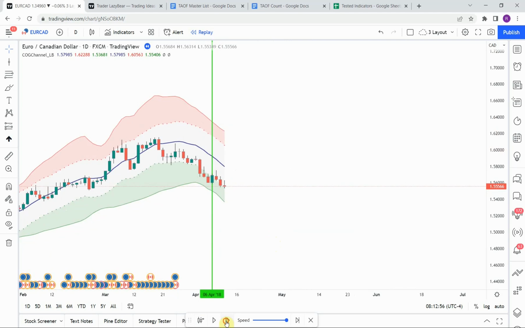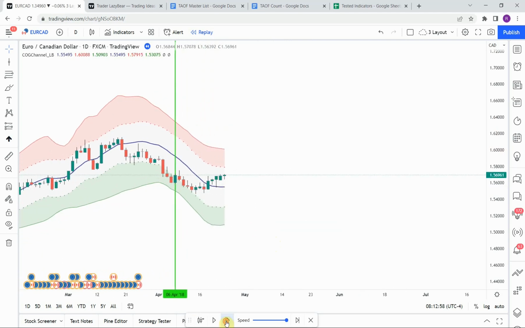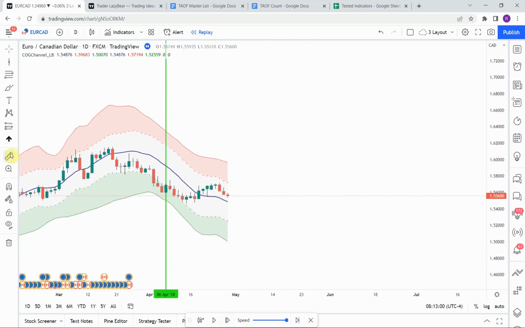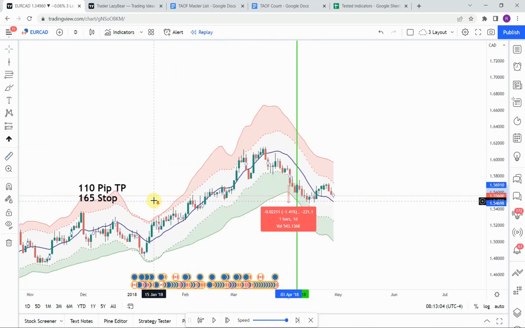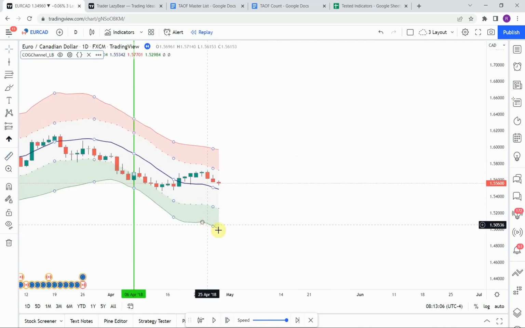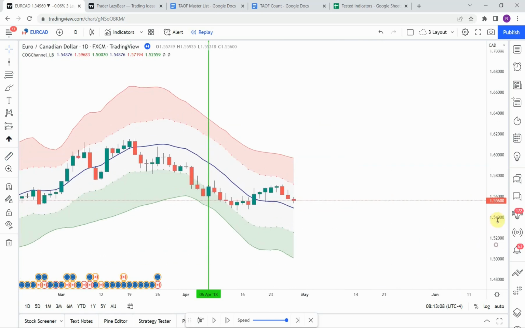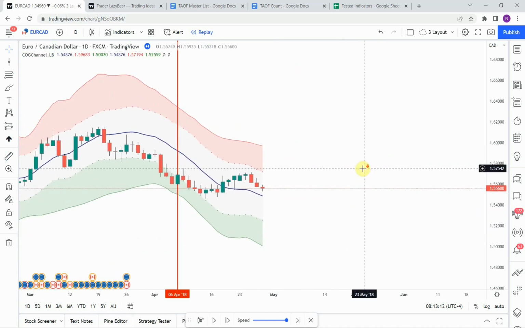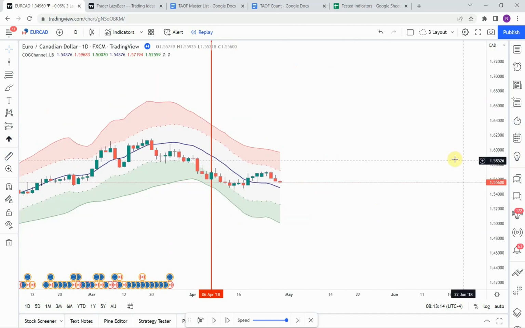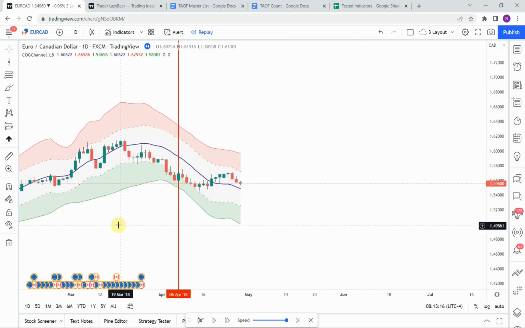Let's go ahead and play it forward a little bit more and see what happens. Looks like we probably got stopped out right there. 165. Yep, we did. We got stopped out right there on that one. So that one was a losing trade. Let's go ahead and continue on.